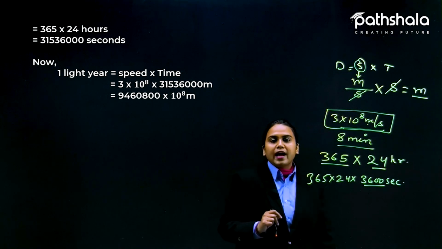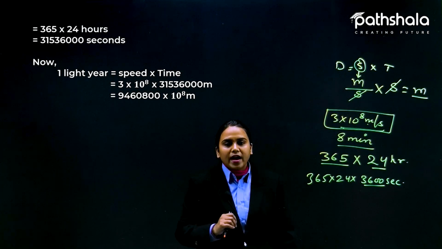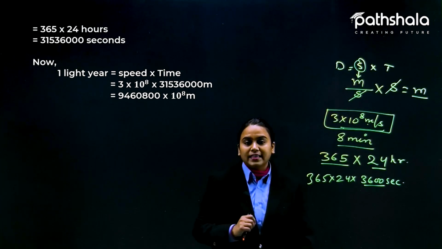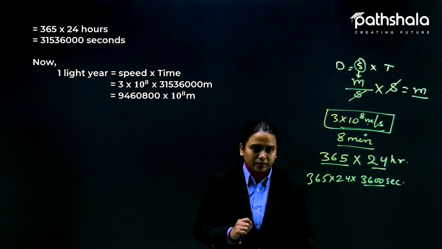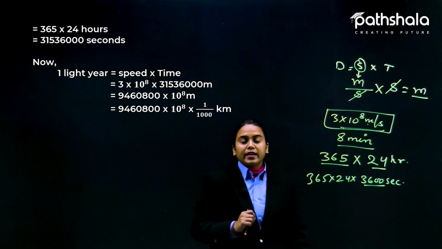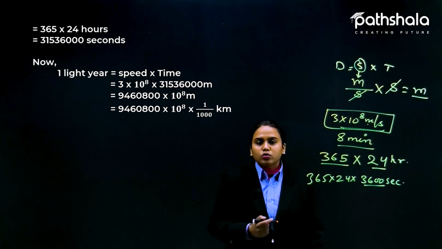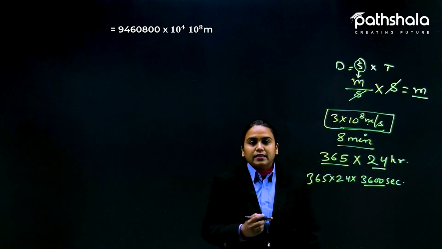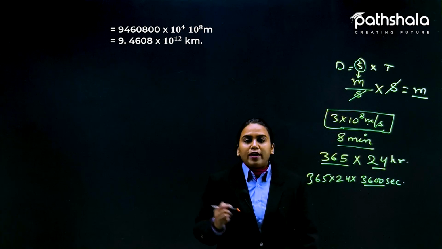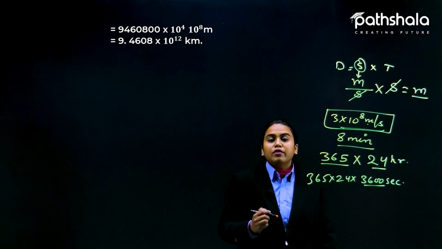So here we are multiplying these numbers. Now we are having 9460800 multiplied by 10 to the power 8 meters. Fine, this is too big. Now we need to convert that into kilometers. So dividing by 1000, here we are having the value 9.4608 multiplied by 10 to the power 12 kilometers.